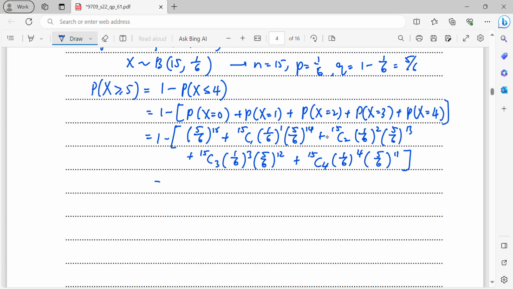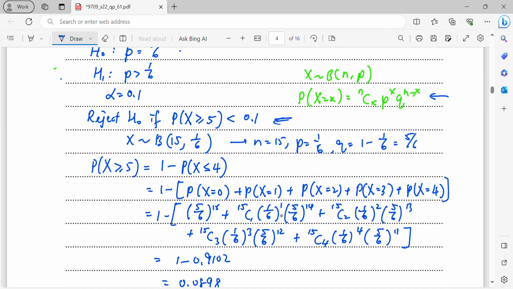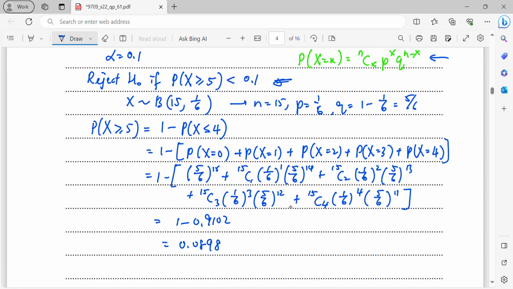Alright, so when you get the total of the brackets, I will get 0.9102. Then here I will get 0.0898, correct to 3 significant figures. Now I compare with the rejection criteria. When less than 0.1, I will have to reject H0. Now I'm getting 0.0898, that means it is less than 0.1. So here you write: since P(X ≥ 5) is less than 0.1, therefore we reject H0.